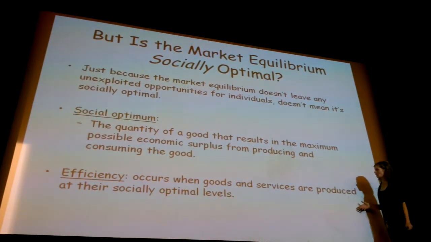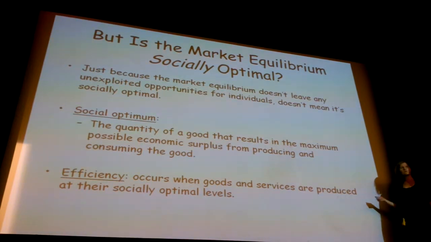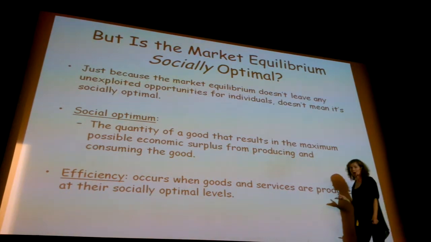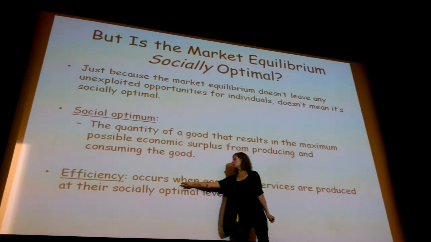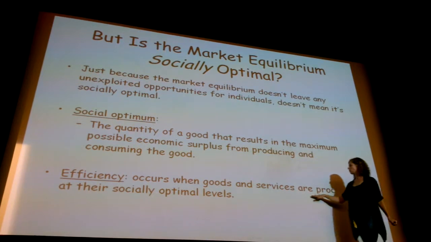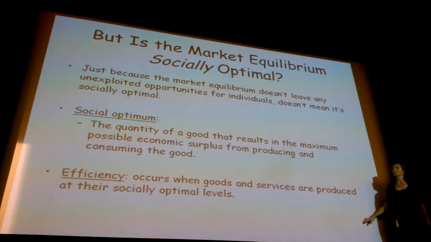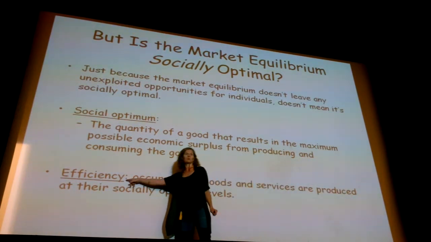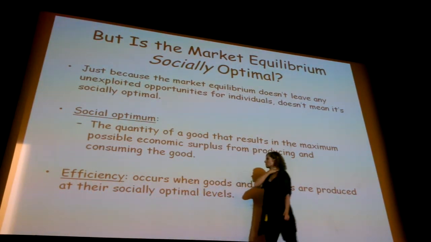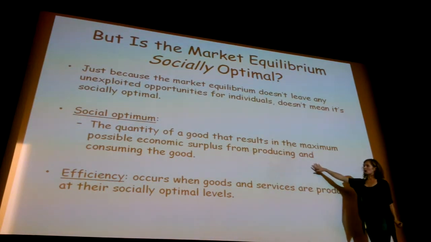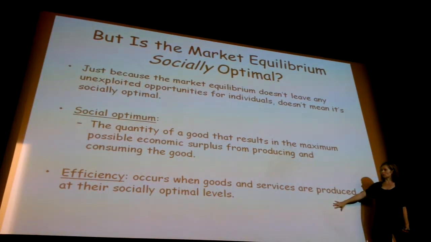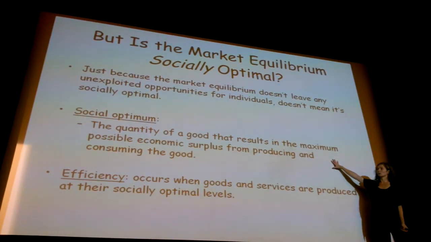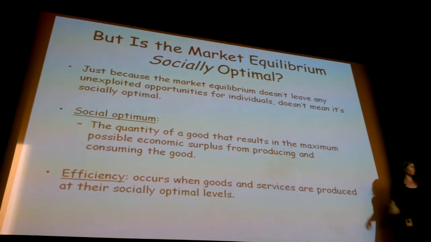The second term that I want to talk about is efficiency. It's a slightly different kind of efficiency than what we were talking about earlier when we discussed comparative advantage. But efficiency occurs when goods and services are produced at their socially optimal levels. Okay, so economists are obsessed with efficiency. We want goods and services to be produced at their socially optimal levels. Why? Because when they are, total possible economic surplus is going to be maximized.